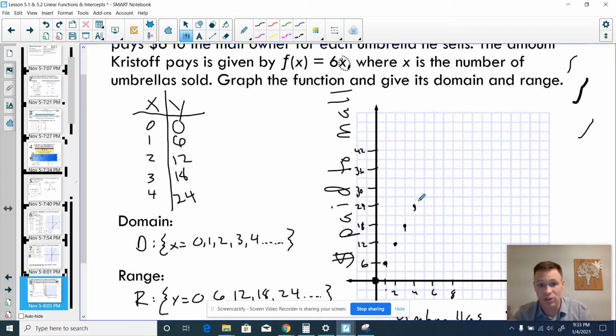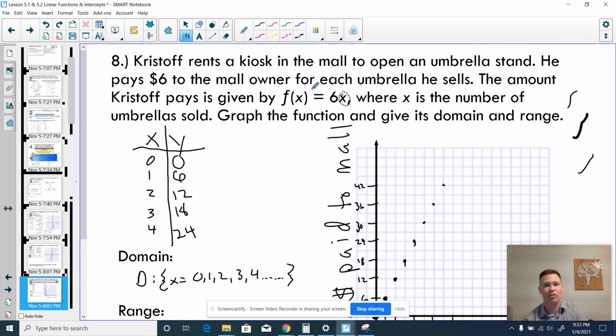And this would be a discrete function, by the way, so I will not connect this. And my graph will keep going up by $6 every time I sell an umbrella. And then notice I have this marked off by 6, so my next one would be here, my next one would be here, my next one would be there. And that's what my graph looks like. And it's a straight line, it's linear. And we know that because all of this passes those disqualifiers, right?